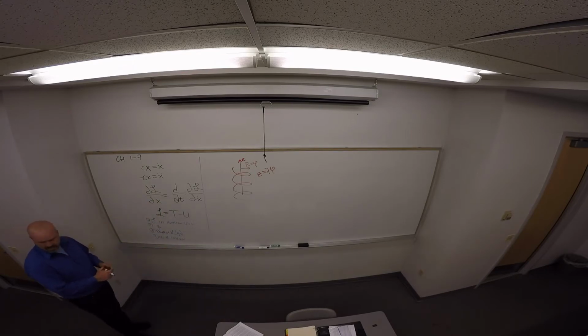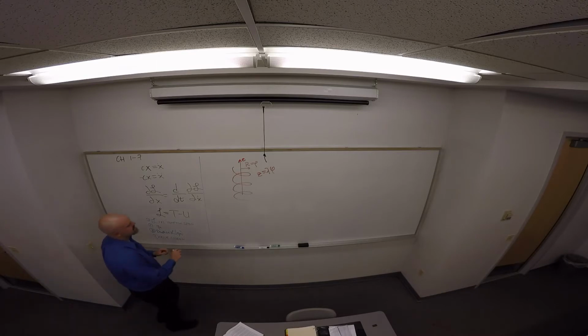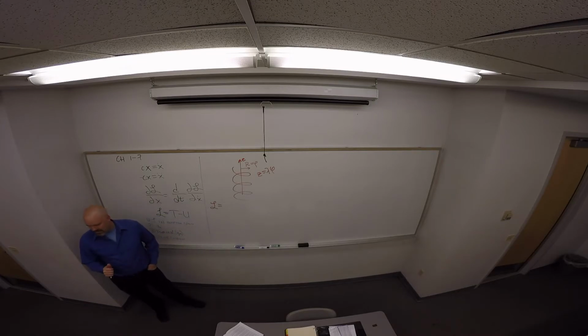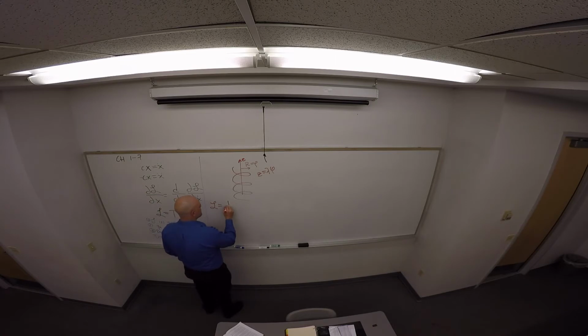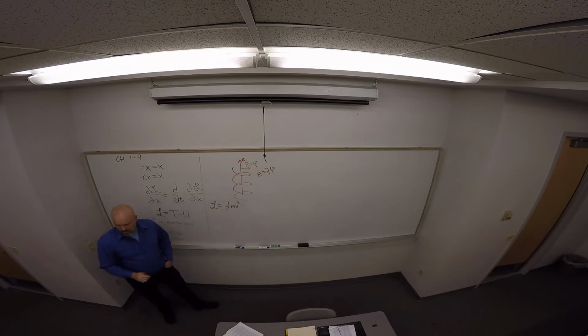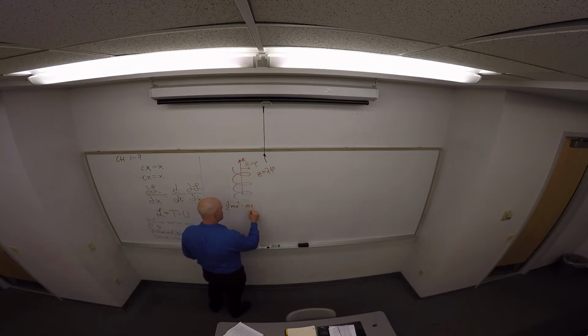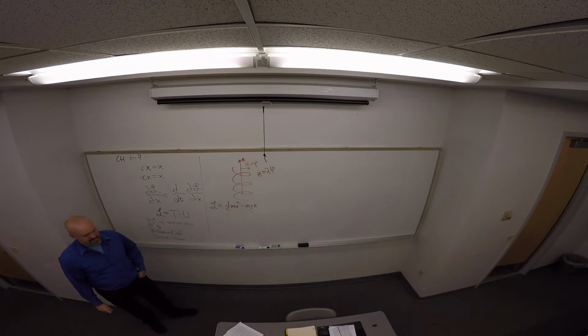What's step 1? Write down the Lagrangian. Okay? What are the kinetic energies in the problem? 1/2 mv squared. What's the potential energy in the problem? Okay?